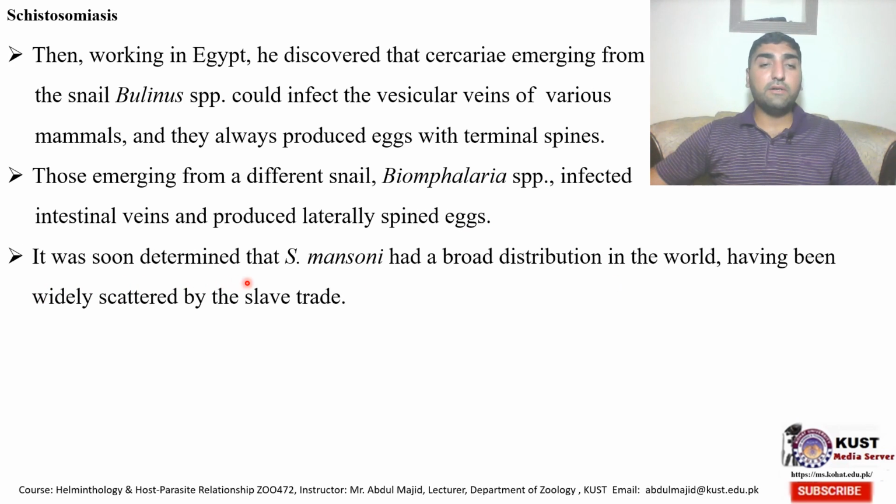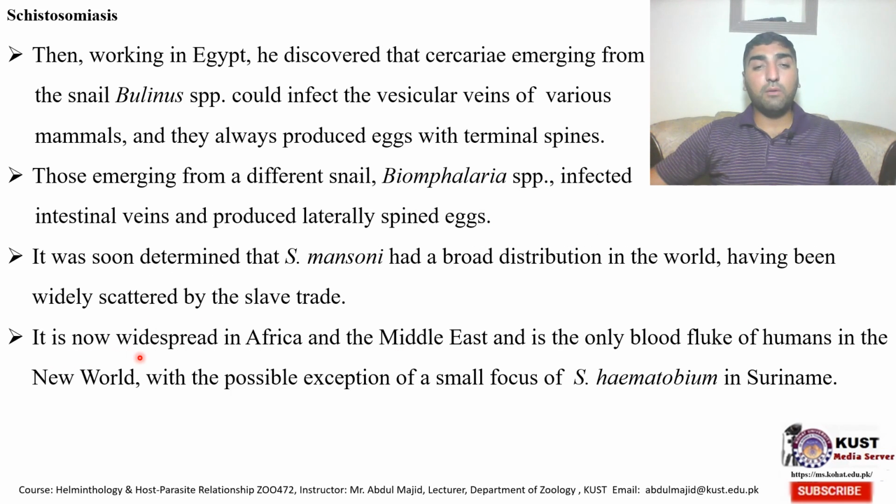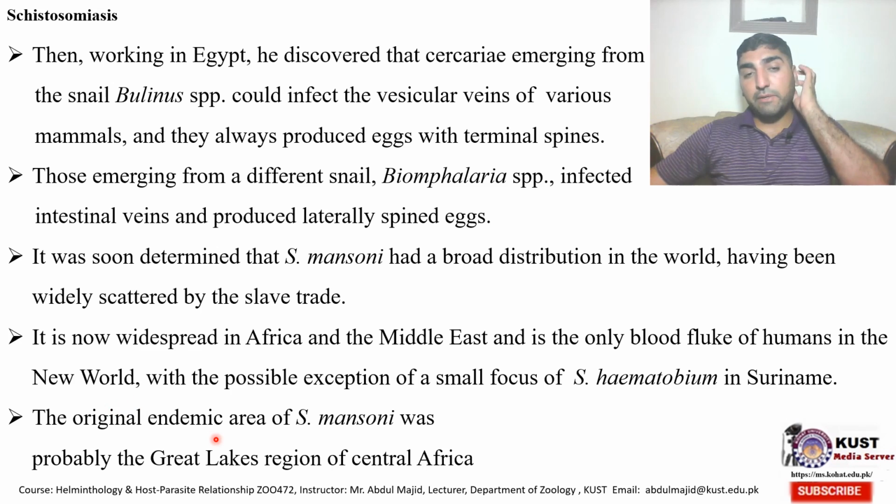It was soon determined that Schistosoma mansoni had a broad distribution in the world, having been widely scattered by the slave trade. It is now widespread in Africa and the Middle East, and is the only blood fluke of humans in the New World, with the possible exception of a small focus of Schistosoma haematobium in Suriname. The original endemic area of Schistosoma mansoni was probably the Great Lakes region of Central Africa. Suriname is a small country in South America.